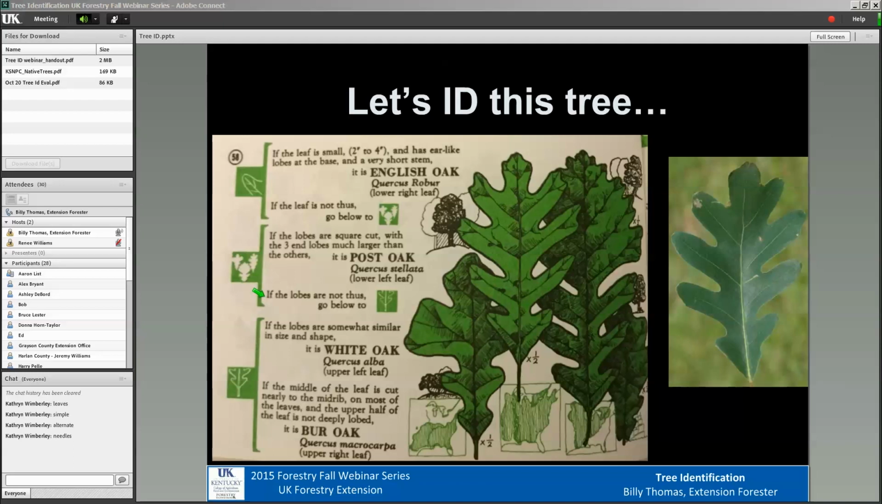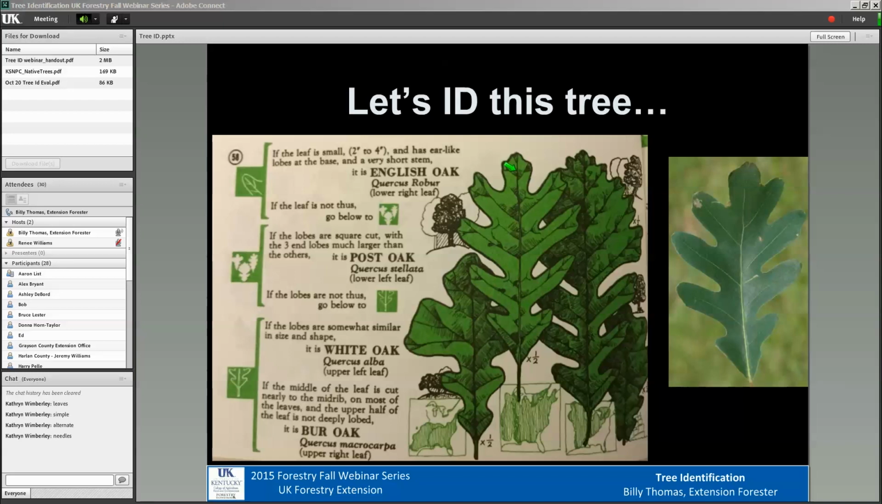If the lobes are not that, then we're going to go below to this symbol, and that's going to bring us to right here. And if these lobes are somewhat similar in size and shape, which I think we could largely agree that they are, then we're dealing with a white oak. But again, it's important to read the other. If the middle of the leaf is cut nearly to the midrib on most of the leaf, and the upper half of the leaf is not deeply lobed. So this right here is that bur oak, and then here is the white oak. So we just went through this process and we've identified the white oak just by this stepwise process.